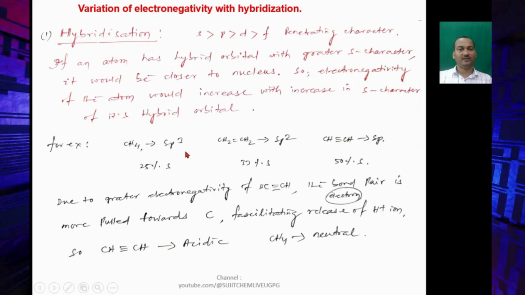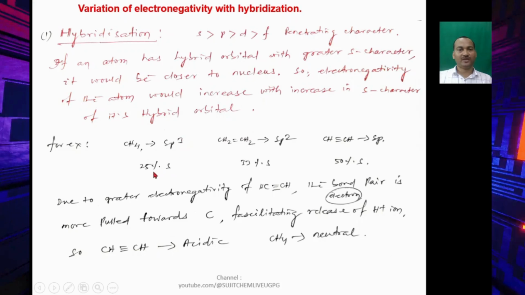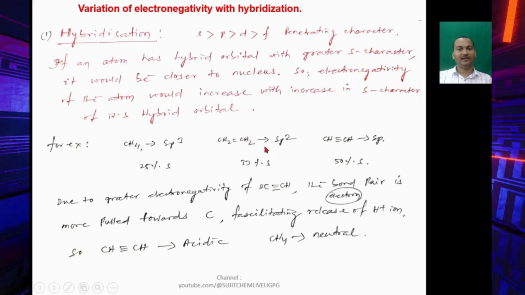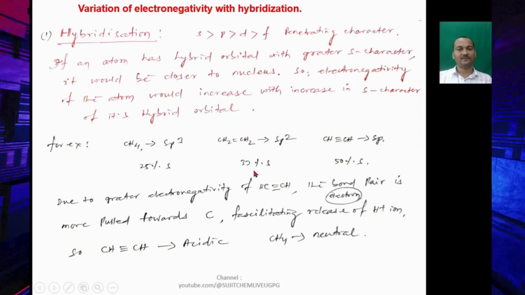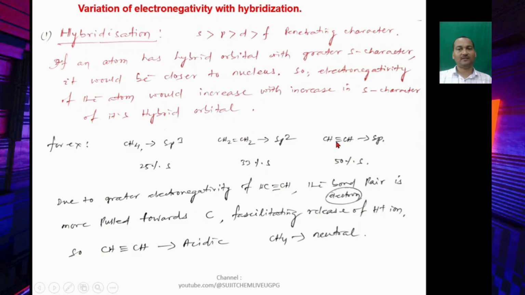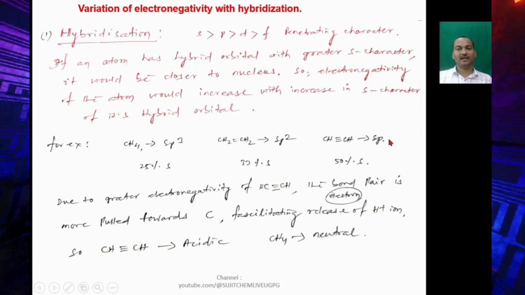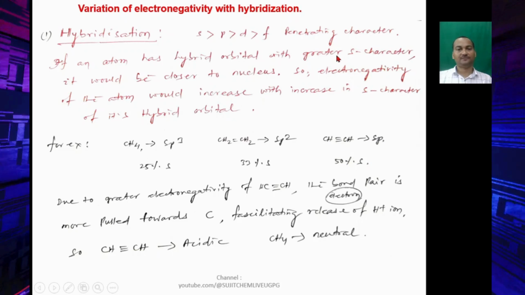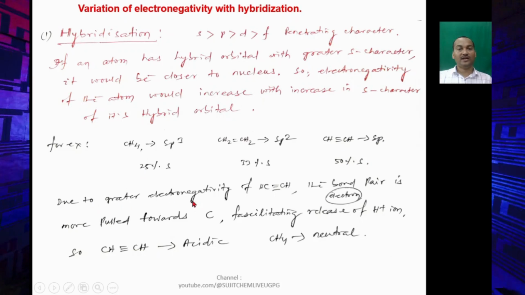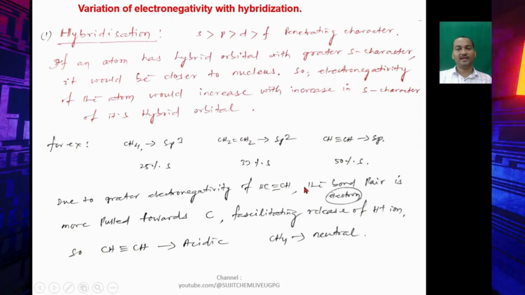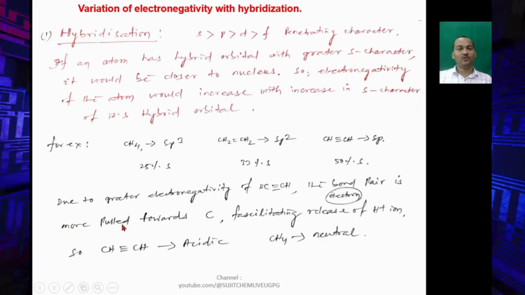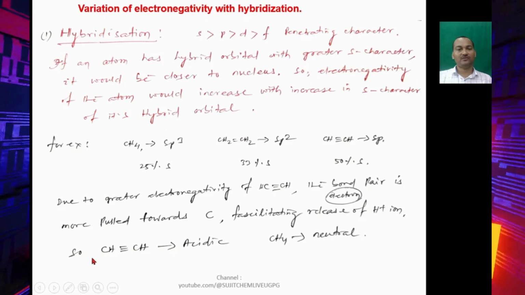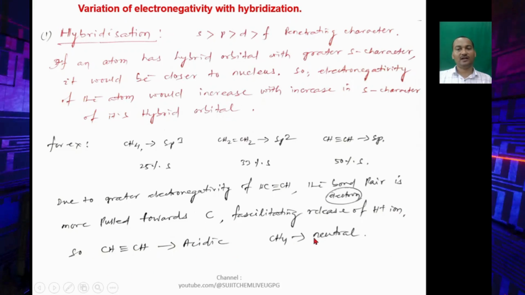Suppose methane. So it is an sp3 hybridized carbon atom. So it has 25% s character. Similarly, ethene. The carbon atom is sp2 hybridized. So it has 33% s character. Similarly, acetylene. Here the carbon atom is sp hybridized. So it has 50% s character. Due to greater electronegativity of carbon in acetylene, the bond pair is more pulled towards carbon, facilitating release of H+ ion. So acetylene is acidic and methane is neutral.